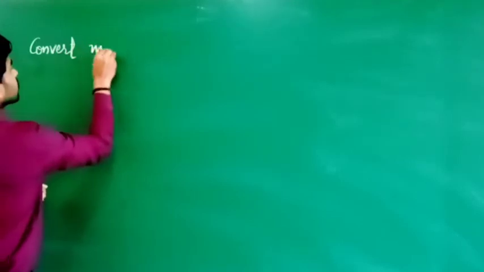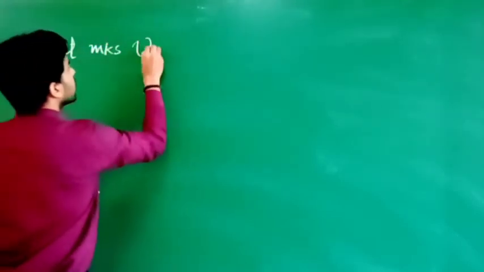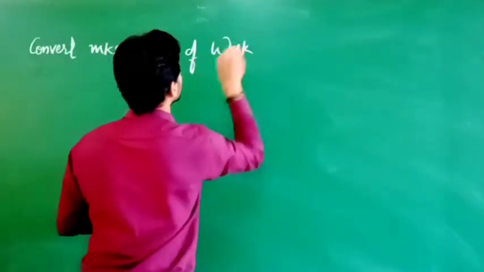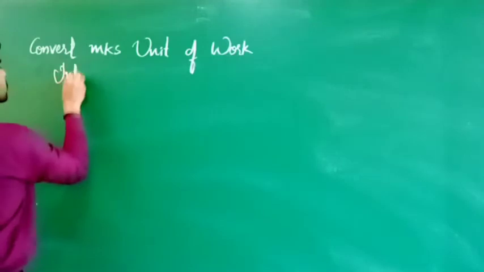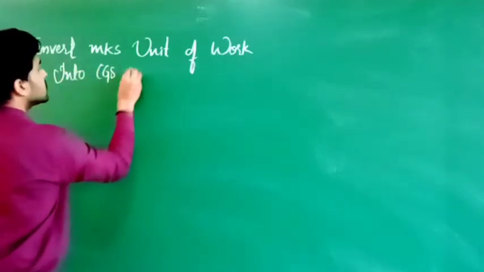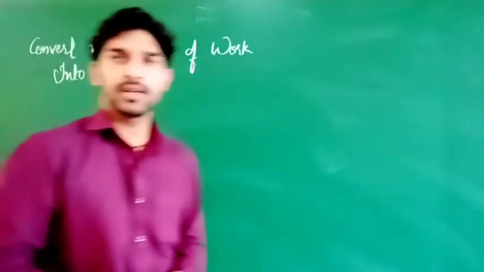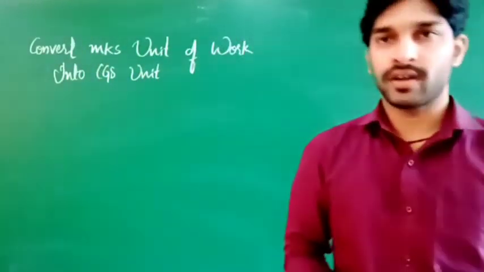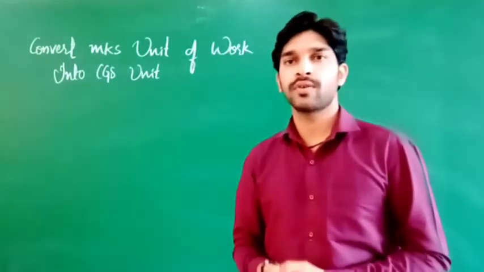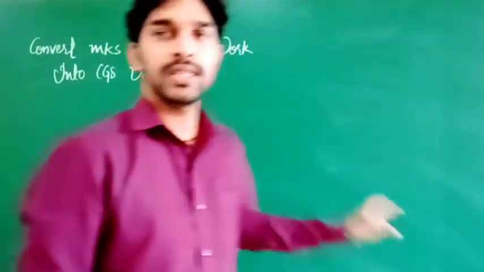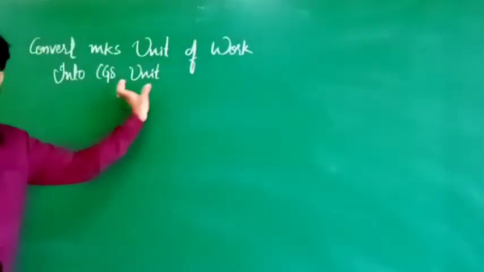Convert the MKS unit of work into the CGS unit of work. That means we have to convert the physical quantity work, correct? The unit of work that we get in the MKS system, that value we have to convert into the CGS unit. Clear? What is our first step?